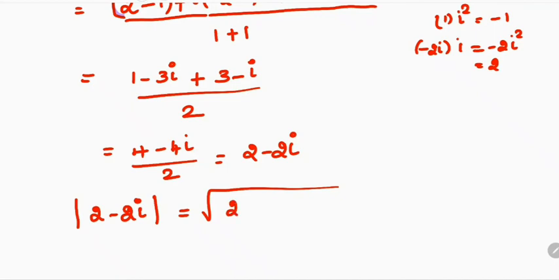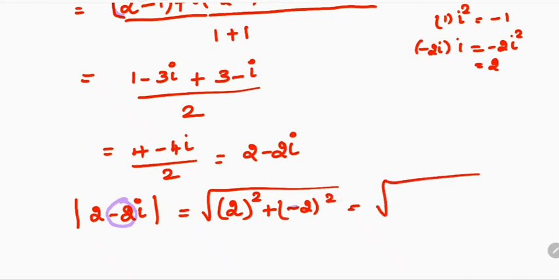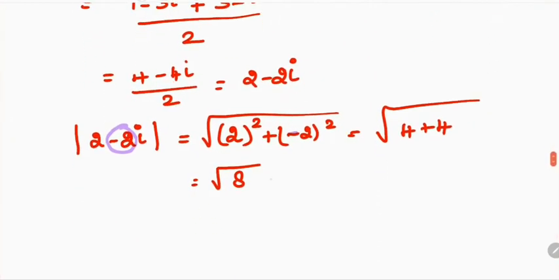So the real part is 2, so 2 squared plus the imaginary part. What is the imaginary part here? It is minus 2, so minus 2 the whole square. That is equal to the square root of 4 plus 4, so it is root 8. That can be written as 2 root 2. Okay, the second problem is over.